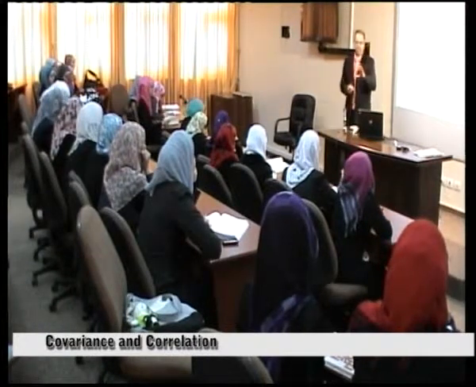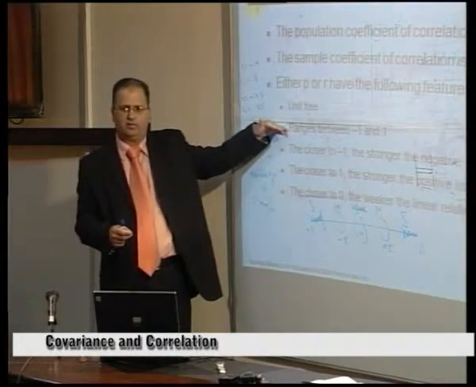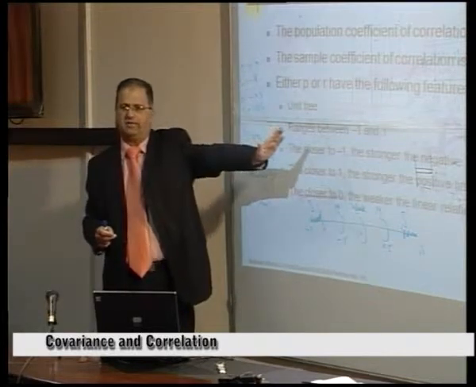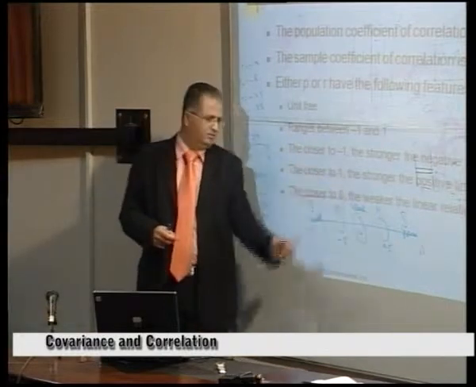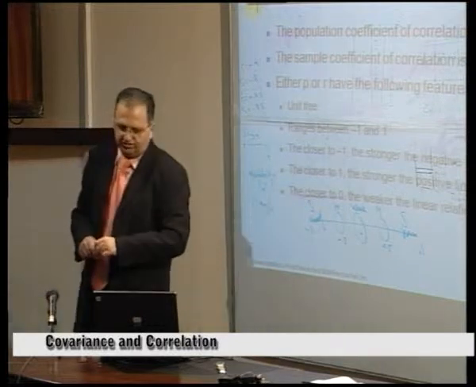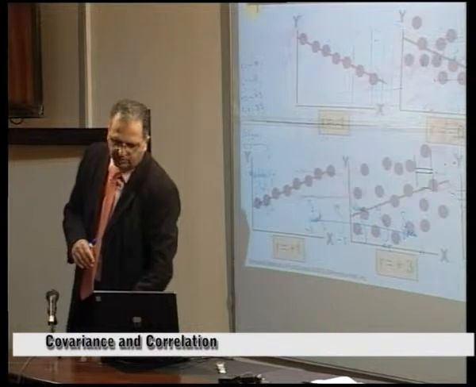So there are 5 features of R: unit free, range is between -1 and +1. Closer to -1, it means stronger negative. Closer to +1, stronger positive. Close to 0, it means there is no relationship, or the weaker the relationship between X and Y.